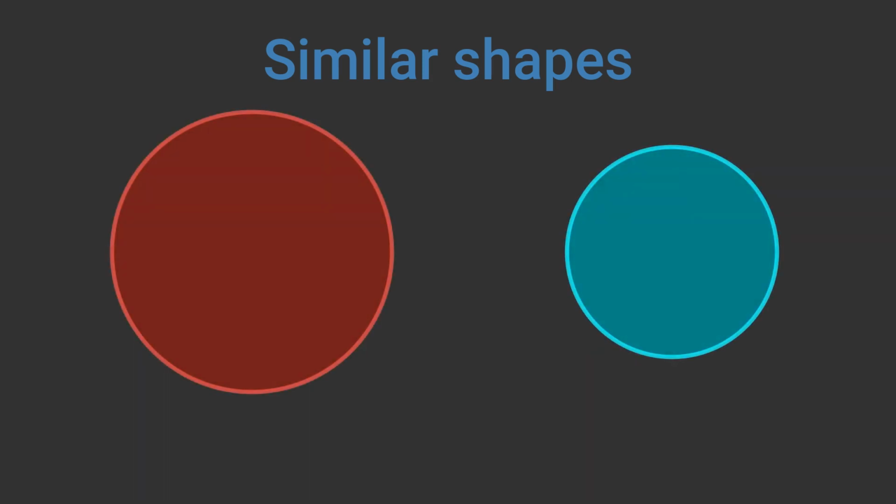In fact, any two regular polygons with the same number of sides are similar. For example, these regular octagons are similar. Circles have the same property. They are all the same shape, so they are all similar.